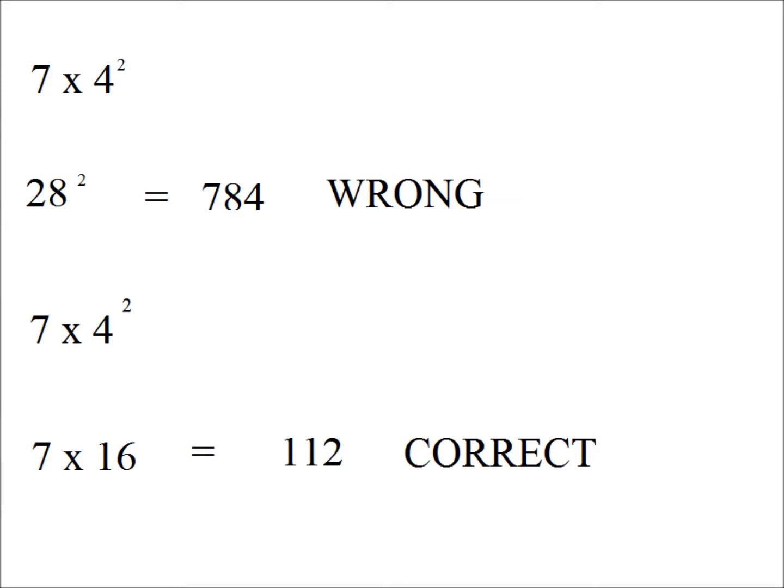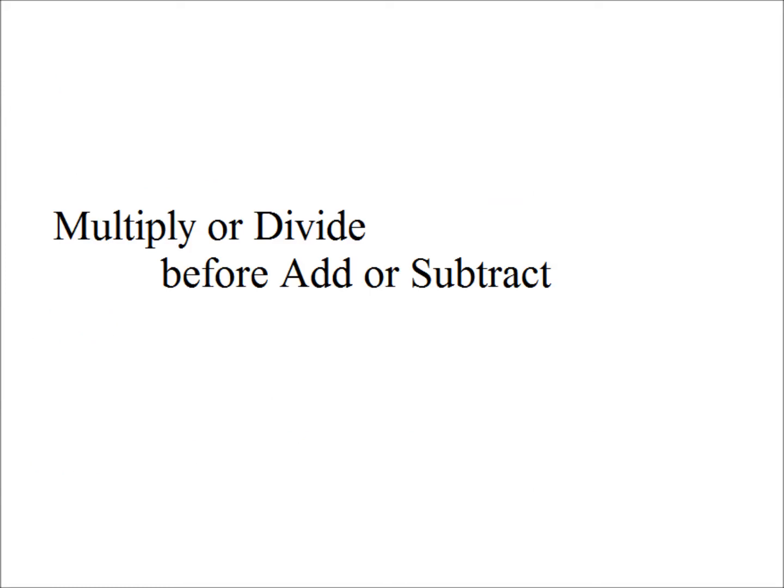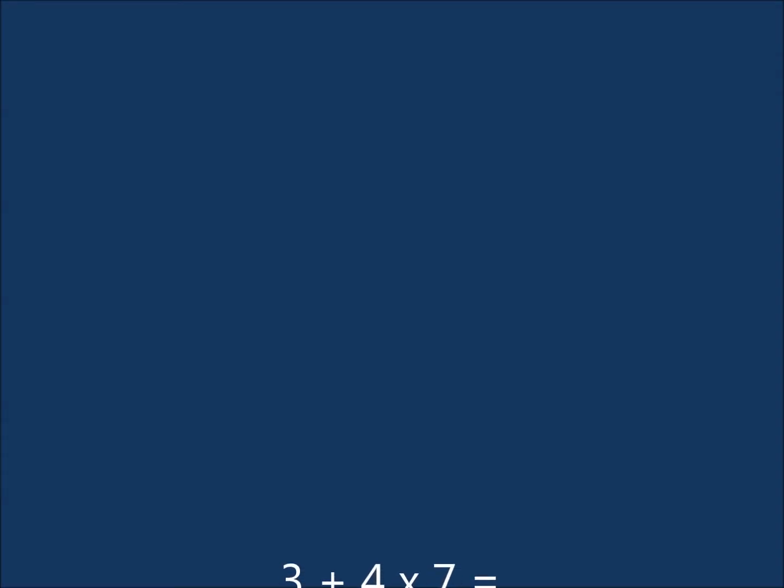Next, we'll have our multiply or divide, and that will come before adding and subtracting. Okay, now we have 3 plus 4 times 7. Again, that's our original.